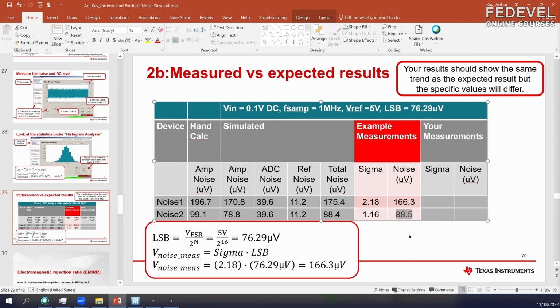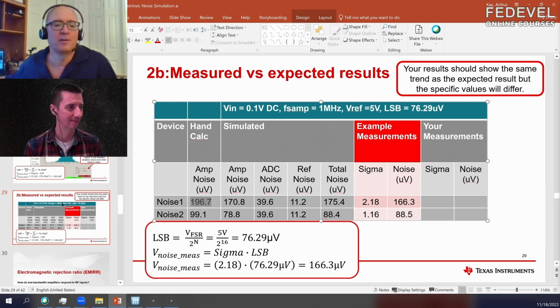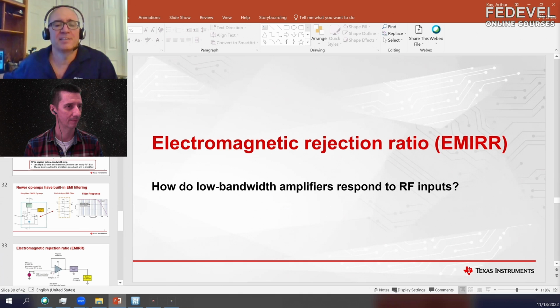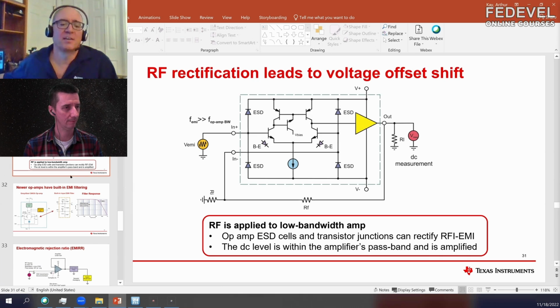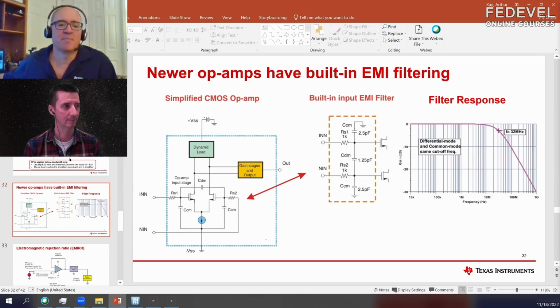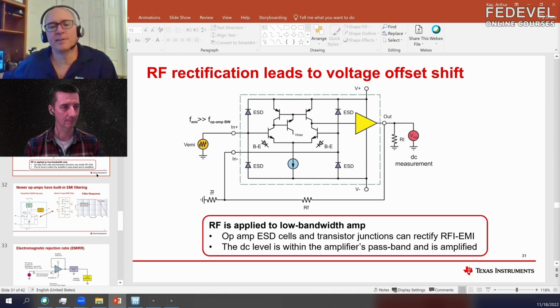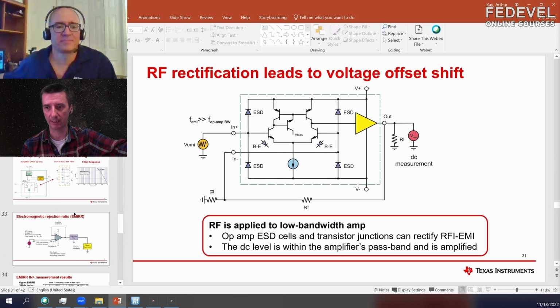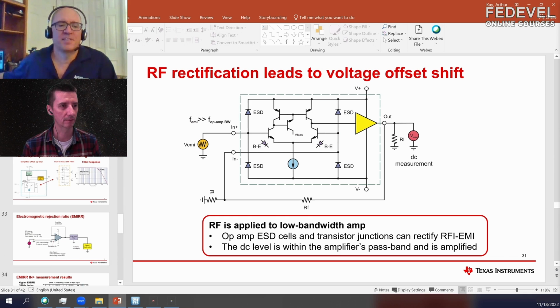But it's pretty close. The one thing I did not talk about is EMIRR. I mentioned it, but I didn't show the slides for it, so I could go through this now. And because this is the better amplifier, correct? Yes. Okay, the yellow versus the red amplifier.